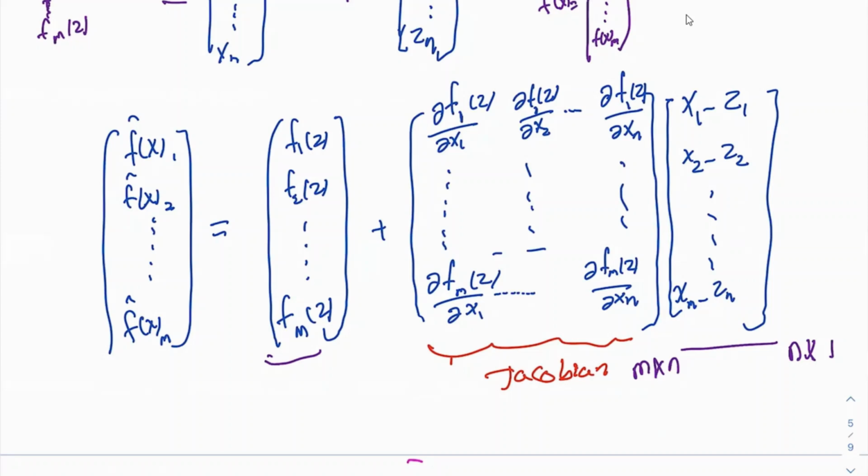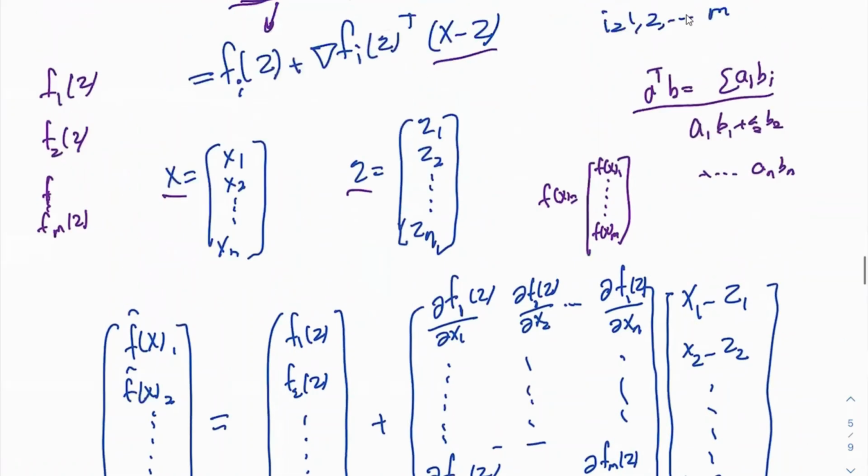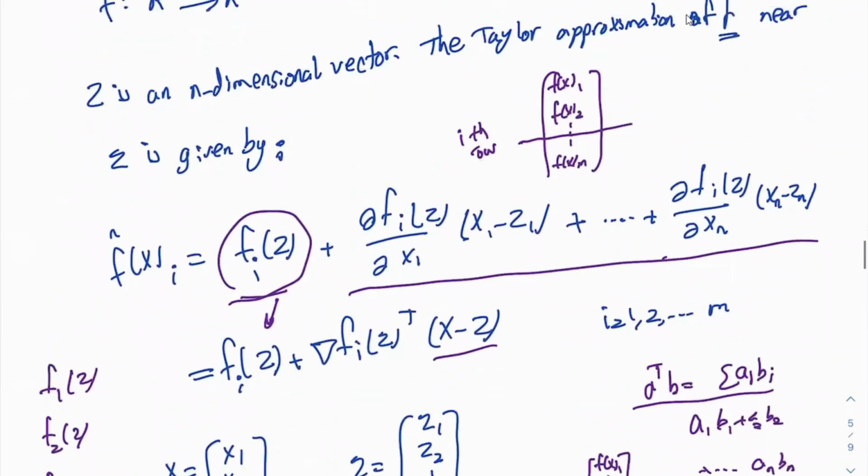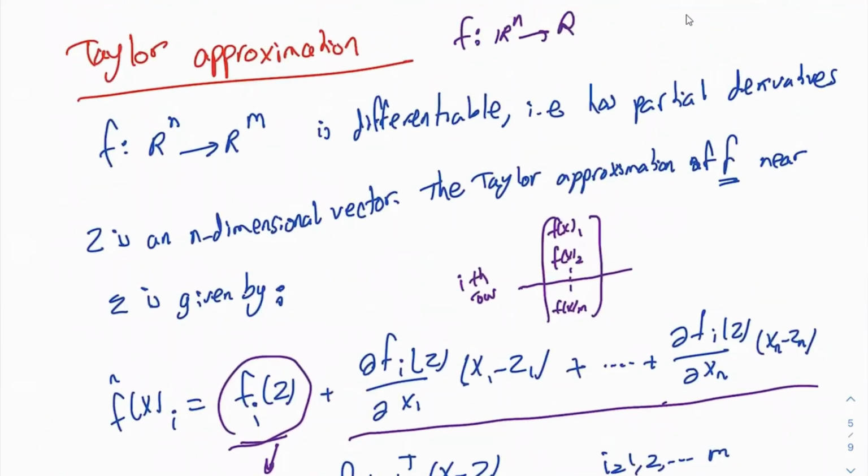This one is the Jacobian matrix. It's a very famous and important matrix. So this is the extension of Taylor approximation to the case where f is not a scalar, it's actually a vector. Okay.